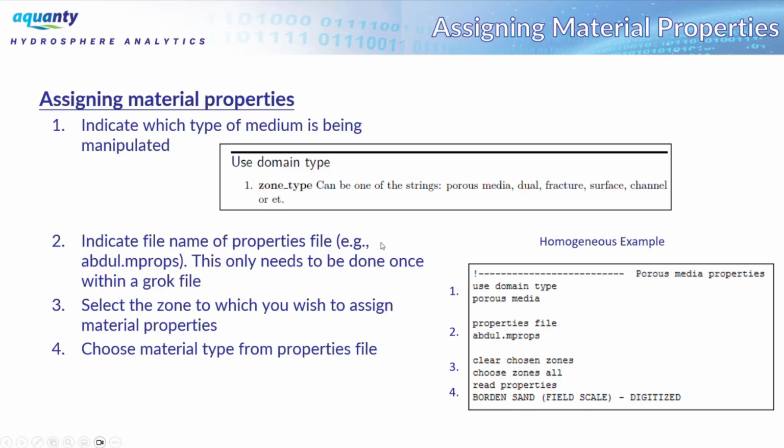There are a lot of different ways that you can map property zones on. What you would do then is make sure to use this command, use domain type. This ensures that we're actively manipulating and working on the correct model domain that we want to work on. We then use the command properties file to basically point grok to the location where it can find those named quote-unquote materials. We will then choose a zone. In this case, we're choosing all of the zones, and we read the properties. In this case, Borden sand field scale digitized. This would be a named entity in the mprops file.